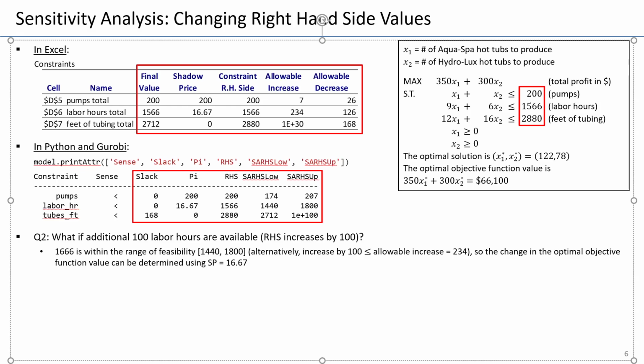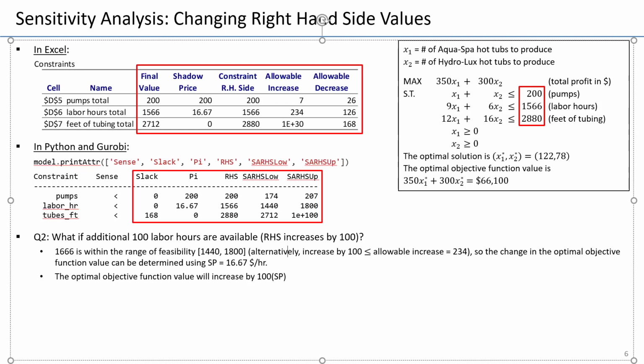And again, let's put a unit here to be clear what we're doing. This is how many dollars of profit we will gain or lose when we change the available hours of labor. So let's just call it dollars per hour. But remember, this is dollars of profit per labor hour. So we can determine, what will be the change? Again, the right-hand side was increased by 100. The optimal objective function value will increase by 100 times the shadow price, right?